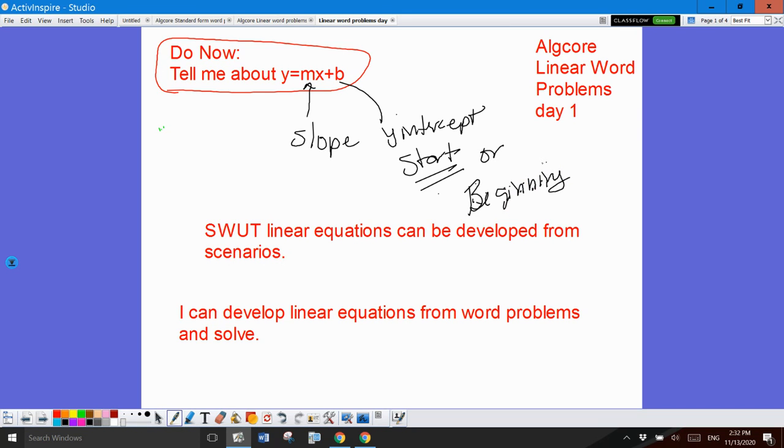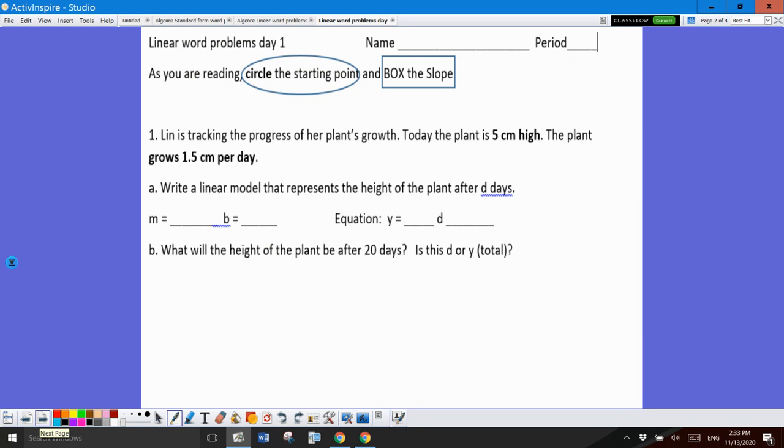Now, when we are looking at our word problems, we're going to have to identify the starting point, or the y-intercept, and the slope. And that's going to lead us into building our equation. Okay, so let's take a look at our instructions. It says, as we're reading the word problems, we're going to circle the starting point and we're going to box the slope. Now, there are some words that help us figure out the slope. We're looking for per, each, and every. Those are words that tell us, hey, that's the slope. That is what is going to change all the time.